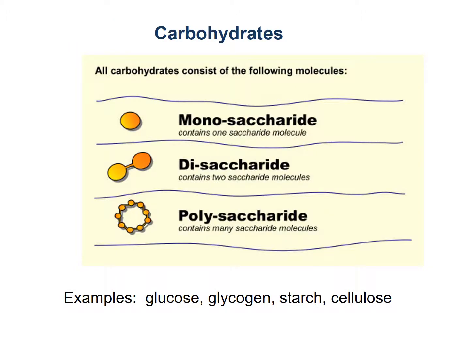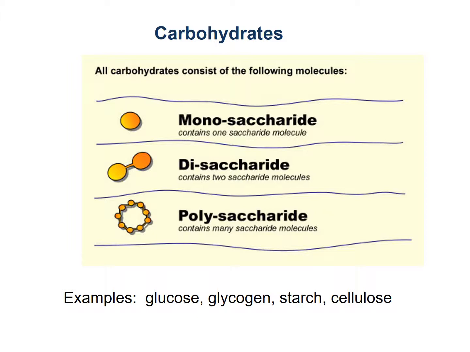Now, of the different organic compounds, we'll start with carbohydrates. All carbohydrates consist of the following molecules: monosaccharide, disaccharide, and polysaccharide. You'll notice that really they all have that suffix saccharide. Saccharide means sugar. It's a saccharide molecule, but the prefix specifies how many it has. Mono is going to be 1, di is going to be 2, and poly means many. So poly is going to be more complicated than a monosaccharide.